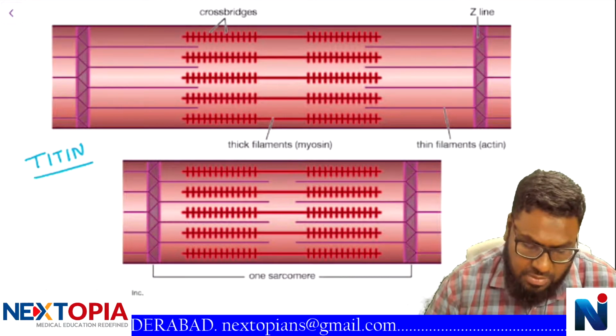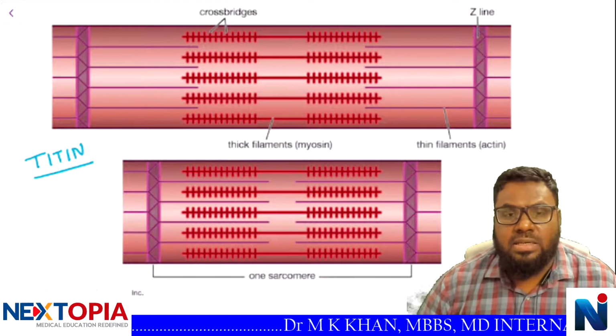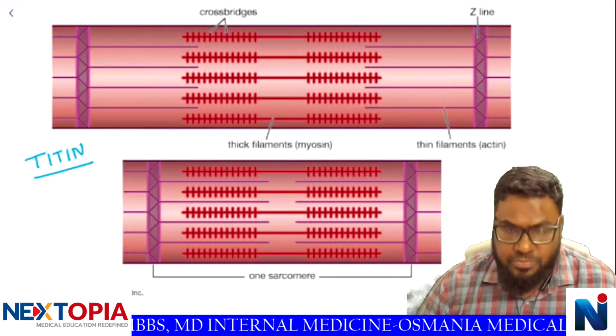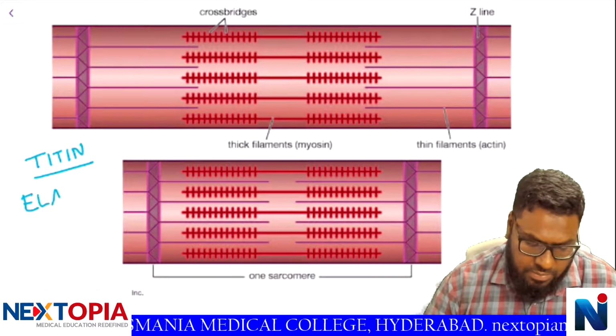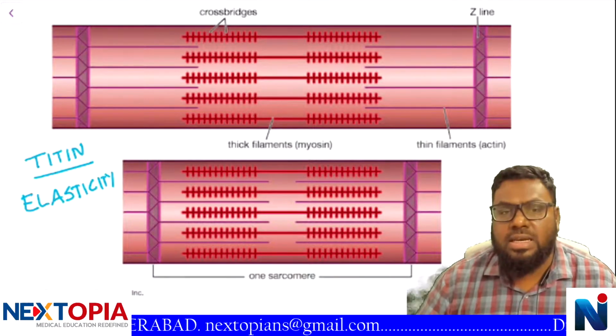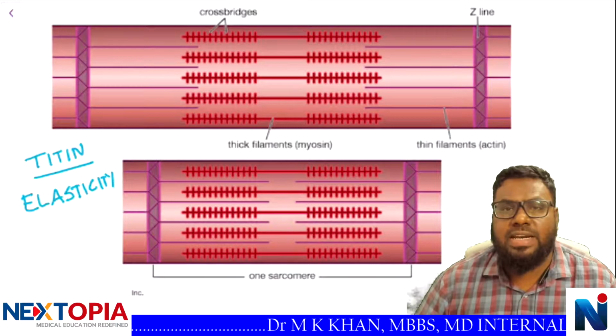T-I-T-I-N. Titin. This titin anchors the myosin and is a very important component for muscle elasticity. The elasticity of the muscle fiber is maintained by this titin. All right.